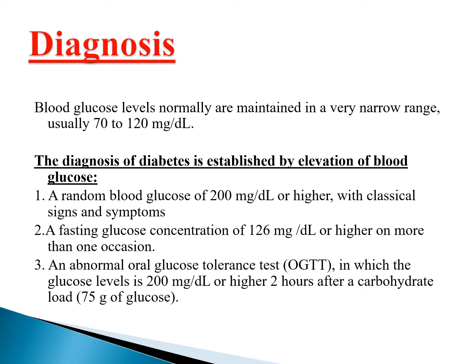So either the random glucose is more than 200, or the fasting glucose on more than one occasion is more than 126 milligrams per deciliter, or we give the patient a glucose shot and we measure the blood glucose after 2 hours and it is more than 200.